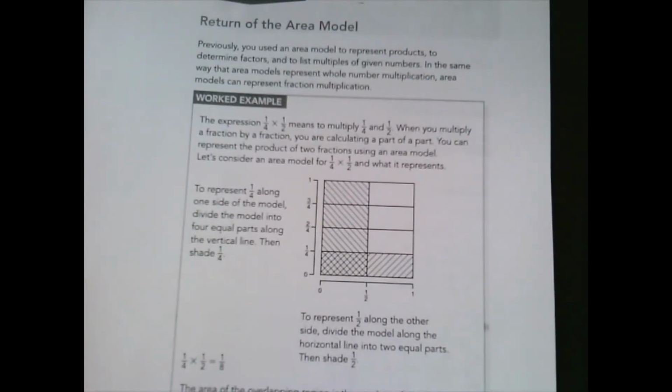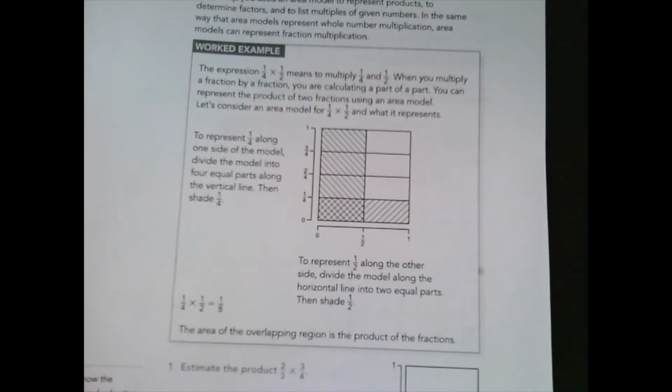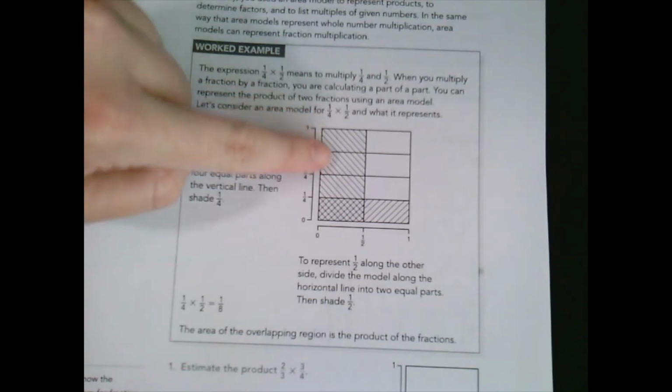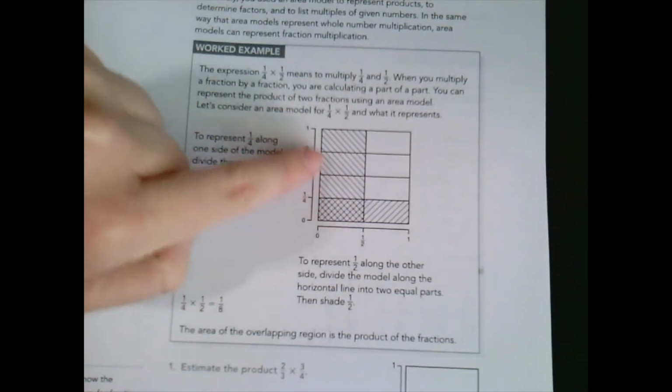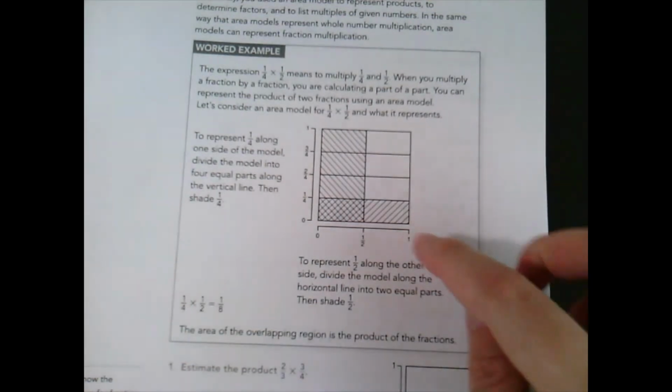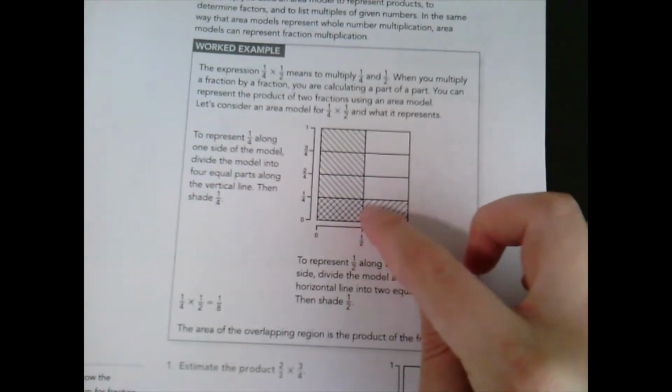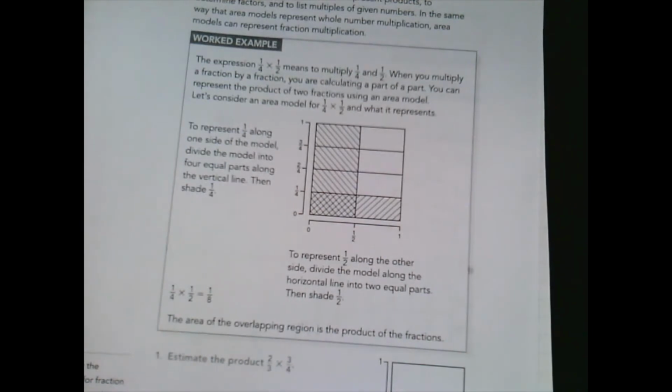Now let's look at the return of the area model. It shows us that we are going to represent half of this page with these lines going in one direction, and we're going to represent 1/4 going in the opposite direction. So what are we trying to do? We are trying to multiply two fractions together and show what that will equal.